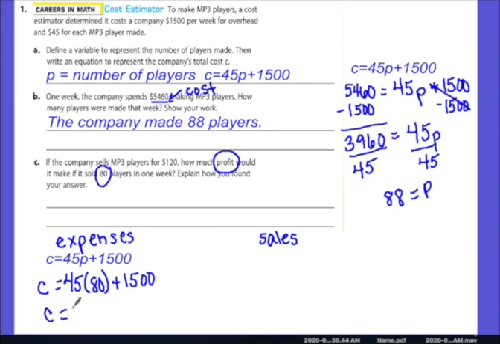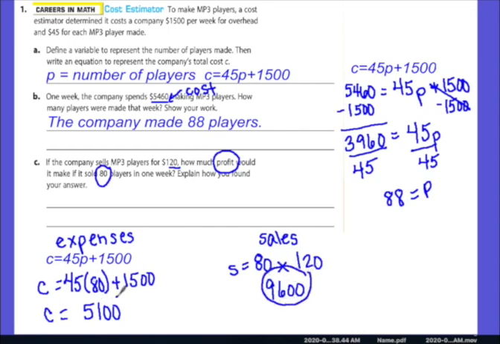So now I'm just going to go through and calculate all of that, 45 times 80 plus 1,500, and I find that it is $5,100. So now I need to figure out what did they make on sales. So if they sold 80 players for $120 each, I know that they made 80 times 120, which is $9,600.